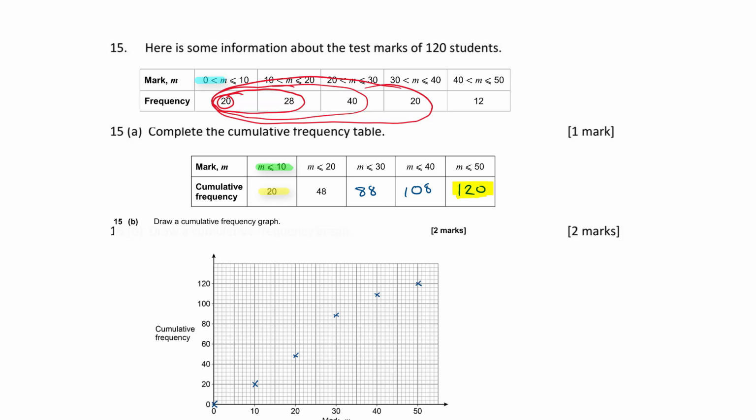Okay. So you should get this distinctive S-shaped curve when you draw a cumulative frequency curve. It always starts low and ends high. I'm just going to join it up with a nice smooth curve. Try and go through the center of each of the points that you have marked.